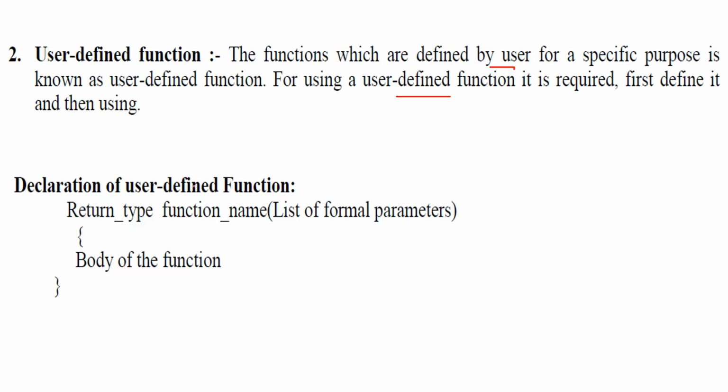So the declaration of a user defined function is something like this. This is the function name, prefixed by the return type, and following it in the parentheses is the list of formal parameters. Inside this, you will have the body of the function, that is simply the statements, nothing else.